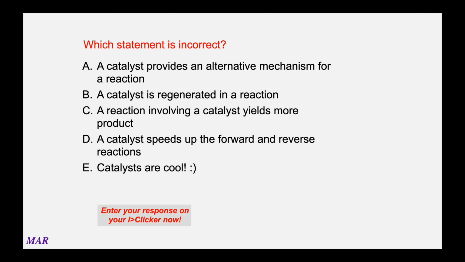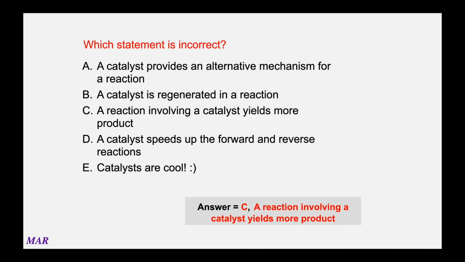C, a reaction involving a catalyst yields more product. No, I don't think so. A catalyst will make the reaction faster, but it doesn't make more product. So the answer here, which is incorrect, is C. Let's reflect a little bit on what it means to have a catalyst. Reactions which are slow can be sped up with a catalyst. It makes the reaction go faster. You don't have to wait as long. But I wouldn't say that it makes more product. You can change the pathway, maybe change the orders of reactions or something like that to make more product, but it doesn't make more product unto itself.